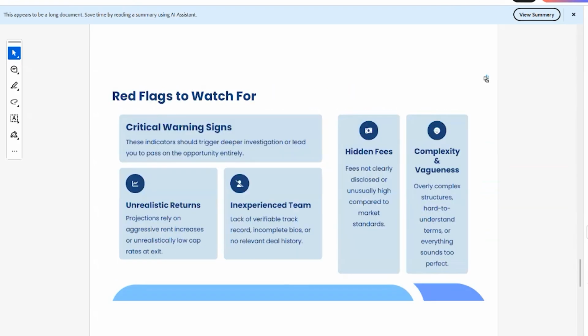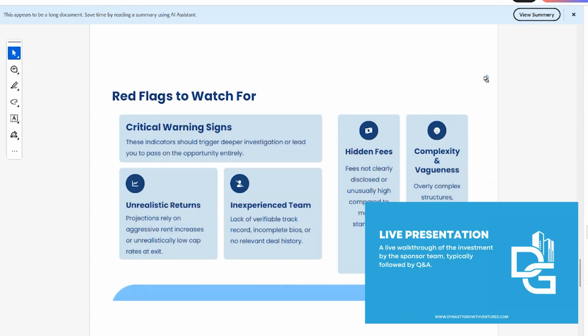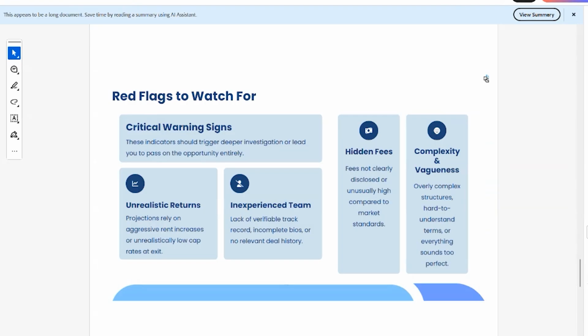Red flags to look out for in a pitch deck: an inexperienced team, unrealistic returns, or if you ask questions that they just can't answer clearly, that could be a red flag as well. Now, they might not have every answer on the actual live presentation, but they should be able to get back to you before you invest. If any of your questions just flat out go unanswered, red flag.